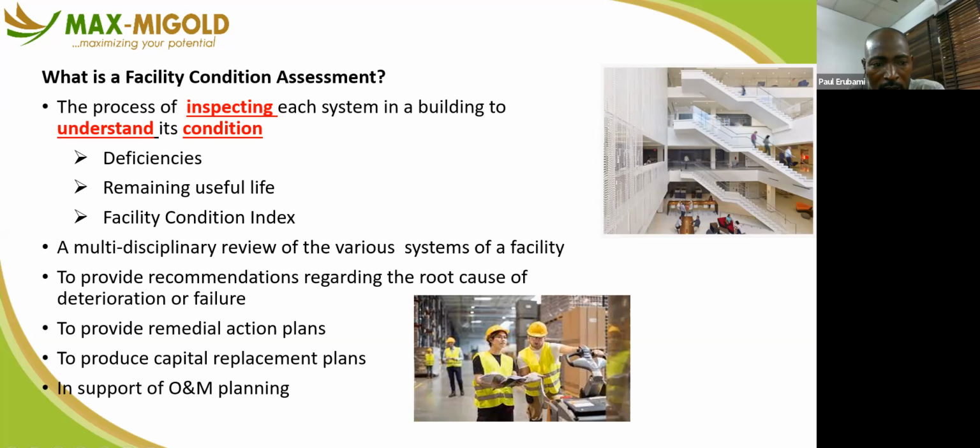You remember when we were discussing the terminology, I mentioned building systems. Your building system includes your roofing system, your electrical system, your mechanical system, your plumbing, your communication system, your safety system, which includes your fire extinguisher and all this. Then your transportation, which includes your lift, your walkway, your staircase.